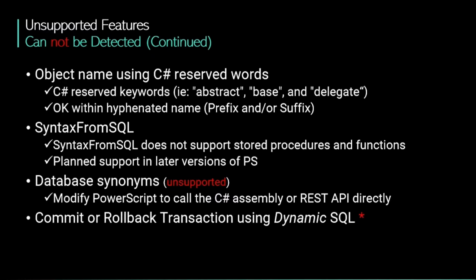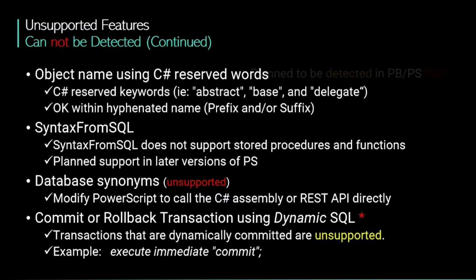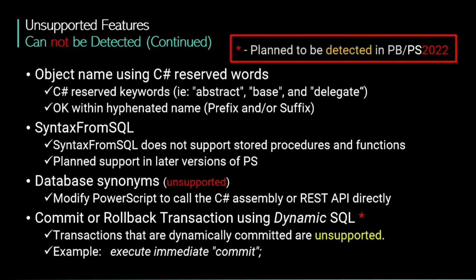Next, commit or rollback transactions using dynamic SQL. Well, obviously you don't want to do that because PowerServer is doing the commit rollback management. So make sure that you let PowerServer do that, not the dynamic SQL. For example, you don't want to say execute immediate commit, because there may be a commit in progress done by PowerServer. So it's just going to confuse the whole situation in interacting with the database management system. So again, you notice here that the dynamic SQL, however, is planned to be detected at least in PowerServer 2022.